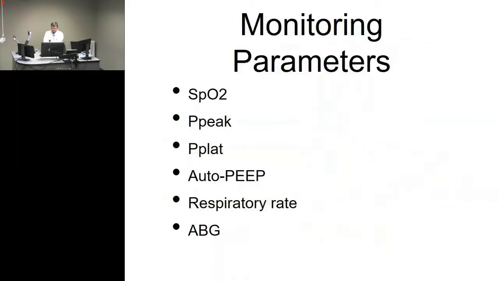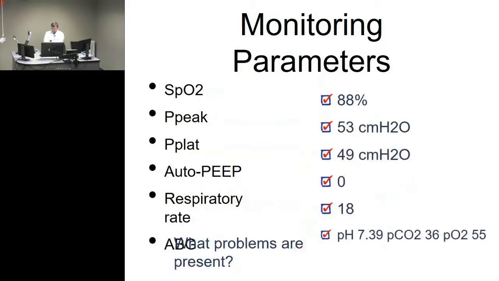So how you monitor, same ways. This is what we got. 88% sat, peak pressures are high, but more importantly, our plateau pressures are high. And our difference between our peak and our plateau is pretty normal. So our problem is in the lung, right? Not in the tube, not in the airway, in the lung. AutoPEEP is 0. Respiratory rate's 18. There's our pH and our PCO2 and our O2.